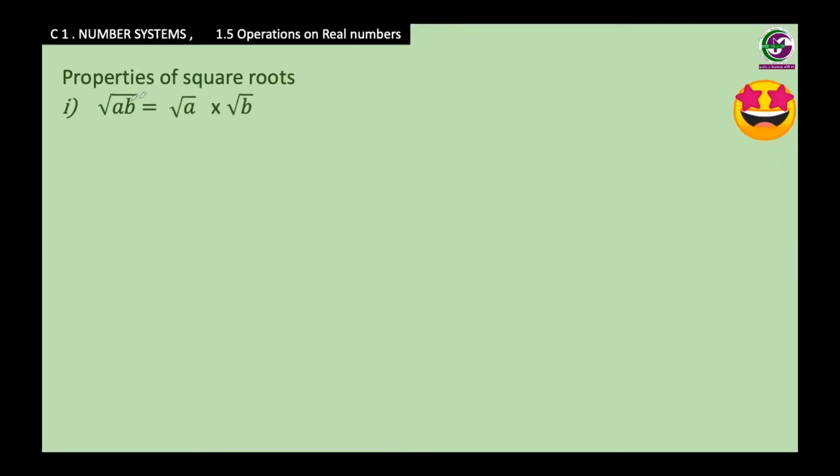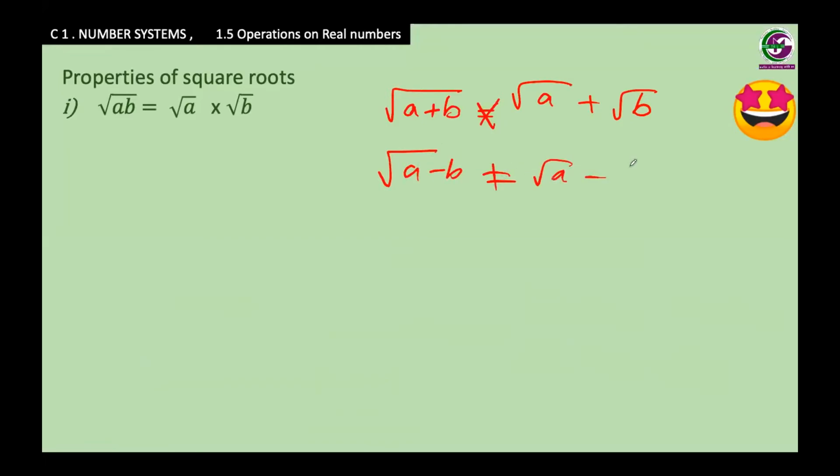Square root of A into B. AB means A into B. So when you have multiplication or division, you can separate the square root, which is square root of A into square root of B. But remember, very, very important, we can't write it as square root of A plus square root of B. This is wrong. Even if it is minus, you can't write it as square root of A minus square root of B. They are wrong. But for multiplication and division, it is accepted, which means you can separate the whole root as separate roots, one for the numerator and one for the denominator.